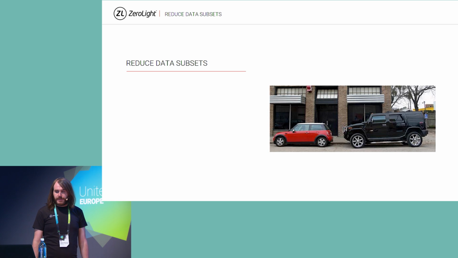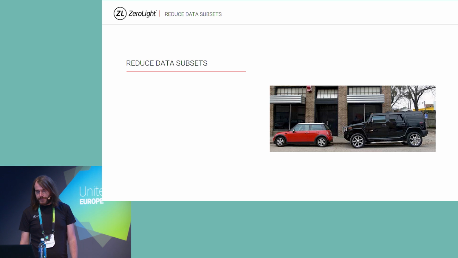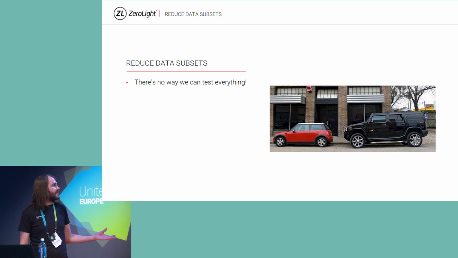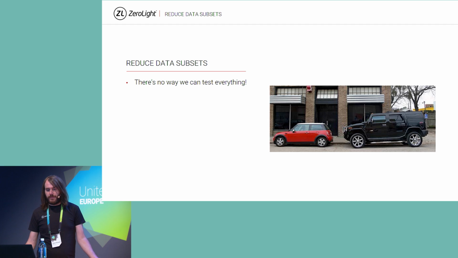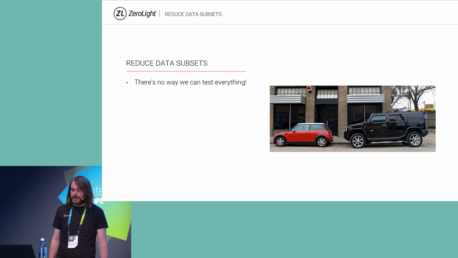So, reducing data subsets. We try to choose the best and worst case. We can't possibly test everything. As you've seen the numbers that we're dealing with, it would take more time than we have in the rest of our lives to go through every single combination.